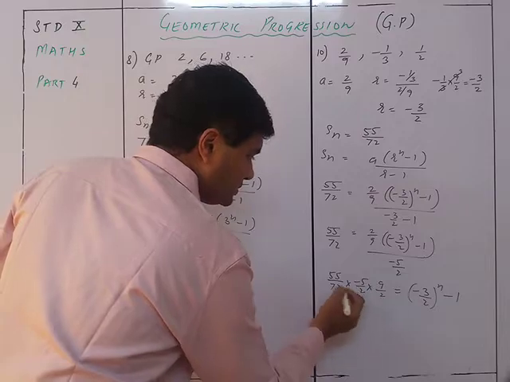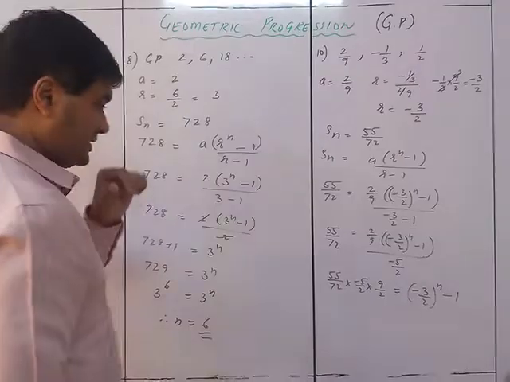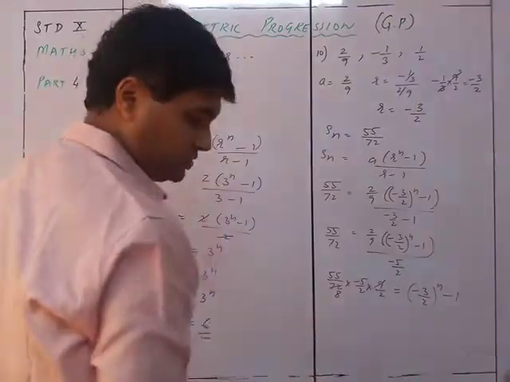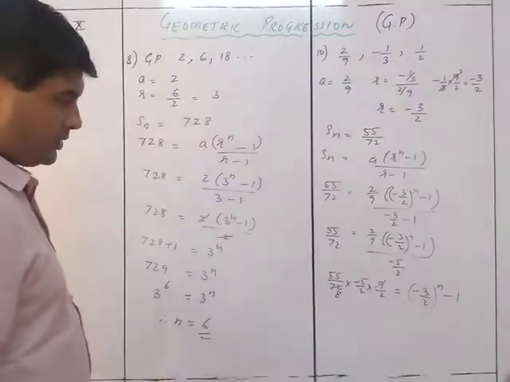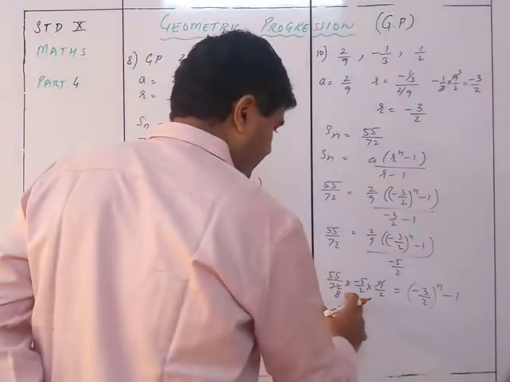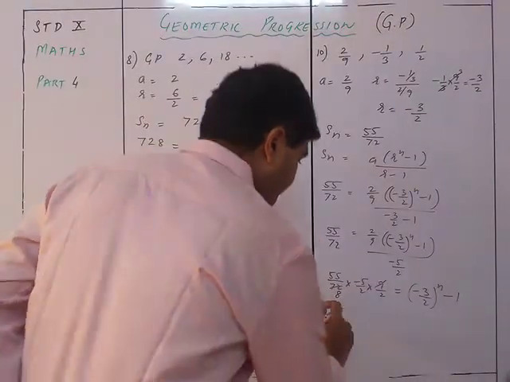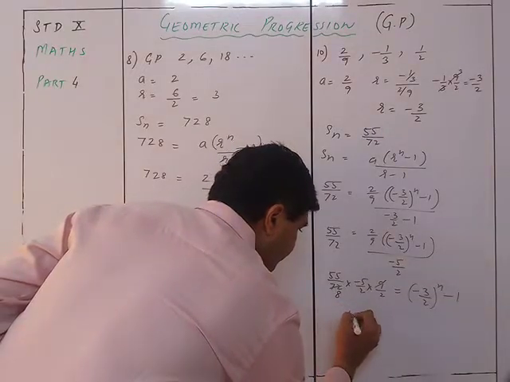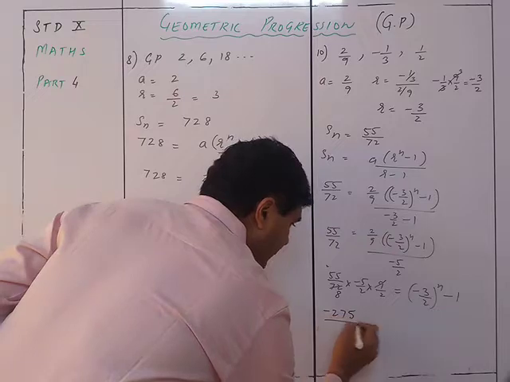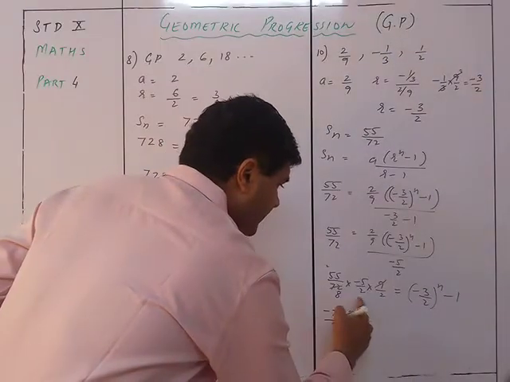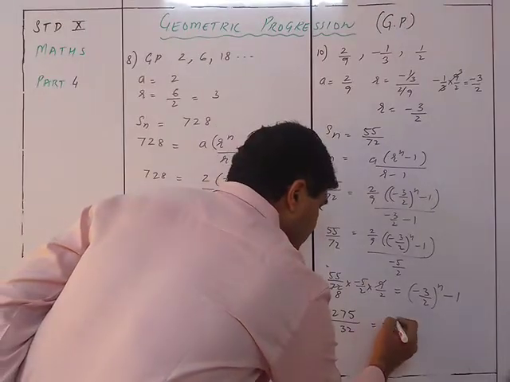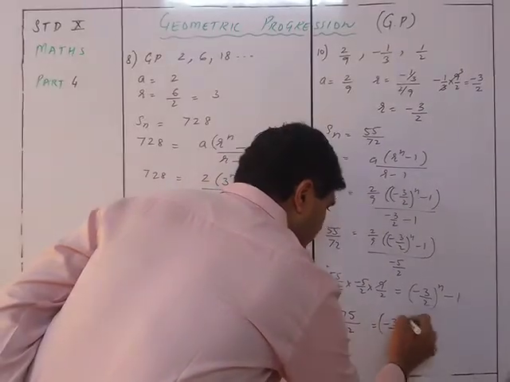Now nothing cancels. Next, 7. This is 9 8s, right? So it is 55 into 5, 5 5s are 25, and 25 27... 275 upon 16 is equal to (minus 3 upon 2) raised to n minus 1.